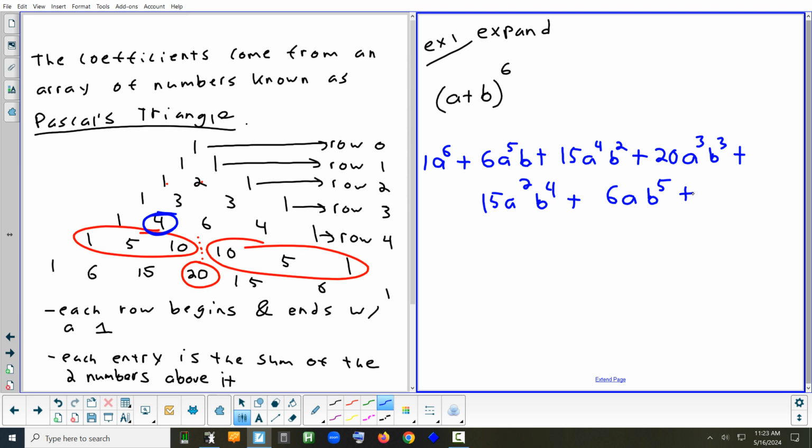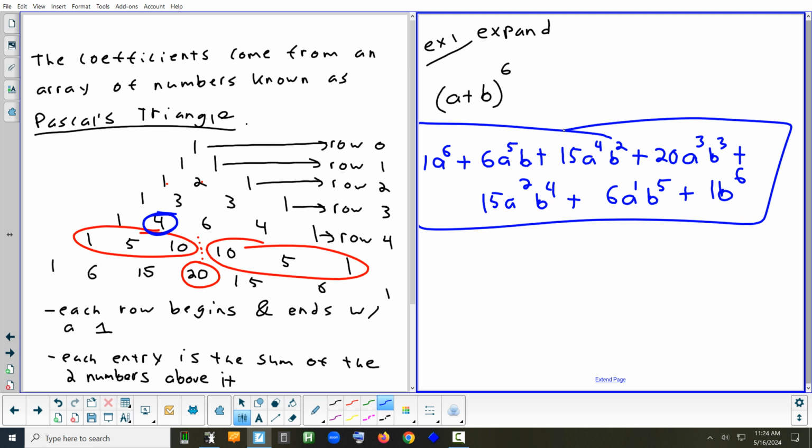And my last term. Would it be a to the 1st power and then b to the 6th? I already have a to the 1st right there. Just 1b to the 6th, which is just b to the 6th. Okay, I'm not sure what you think, but I think that's a lot faster than trying to do a plus b times a plus b 6 times and then foiling it all together. But that's what you would end up with.